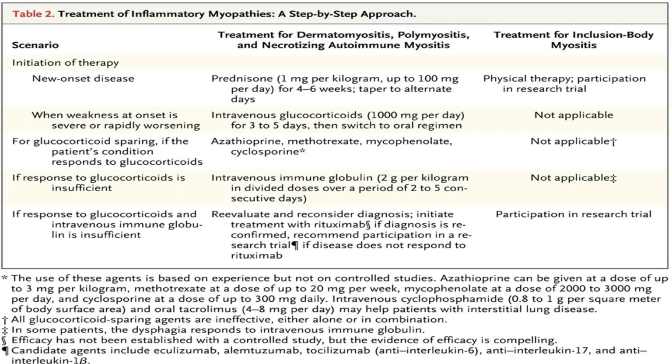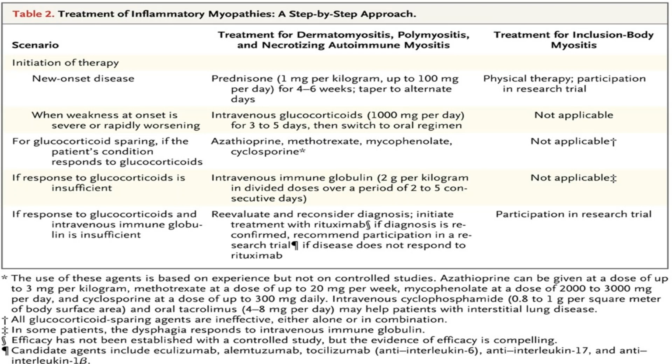In this diagram, you see the treatment of inflammatory myopathies, a step-by-step approach. When we have initiation of therapy, we use prednisone 1 to 2 milligrams per kilogram, up to 100 milligrams per day for 4 to 6 weeks, and then taper to alternate days.